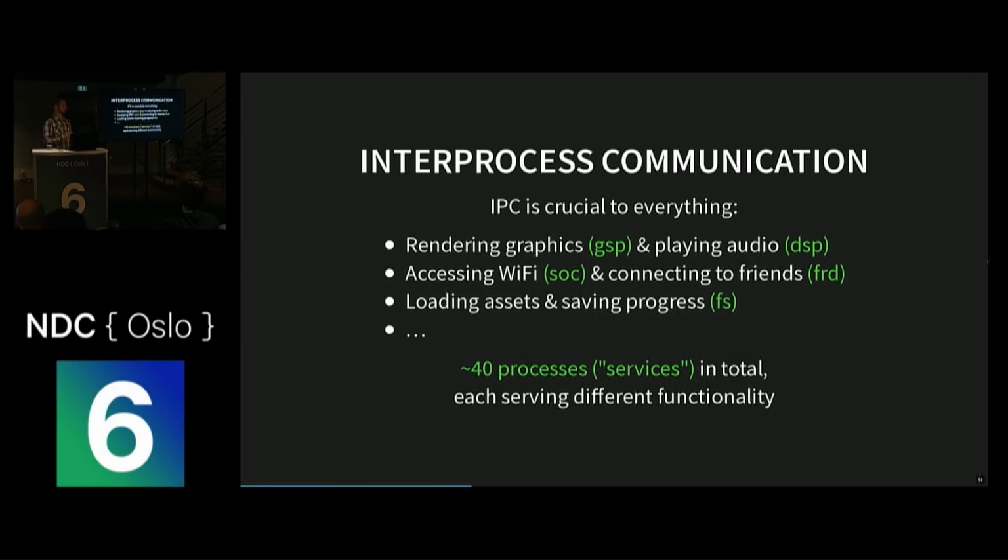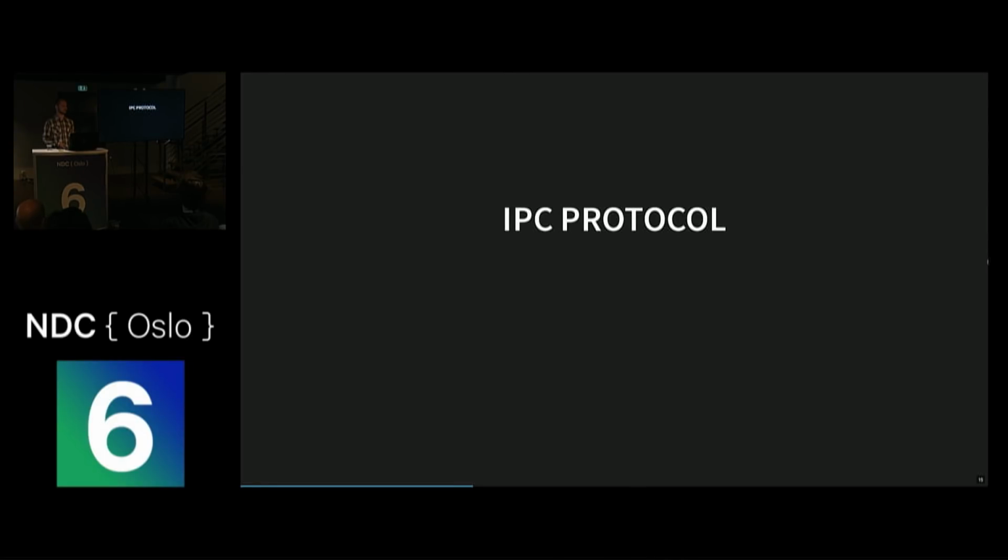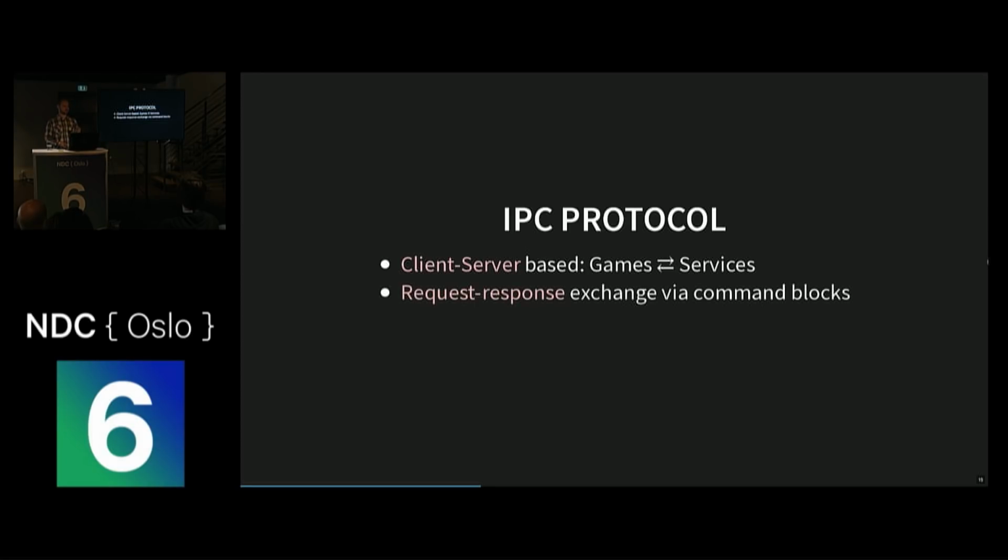And overall, there are 40 different processes like this on the system, each of which is serving different kinds of functionality. And the protocol they use for communicating here is kind of client-server architecture, so the game being the client and the services being servers, which seems reasonable. And when they want to communicate, they do so using a request-response protocol. So the game will craft some sort of memory block in which it has a kind of command header and a couple of parameters, so a couple of arguments, and it will send that off to the services, which then know their functionality. And once that's done, they craft a response block and send that back to the application.